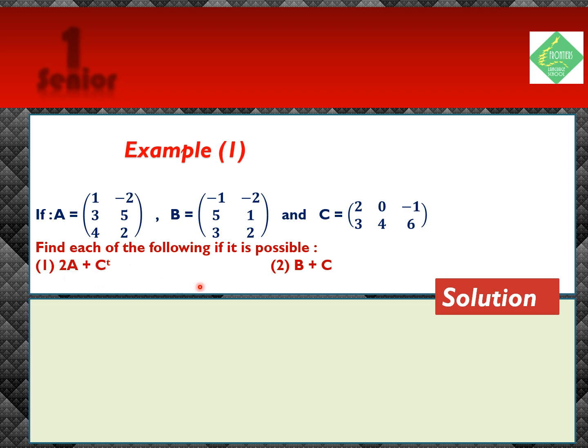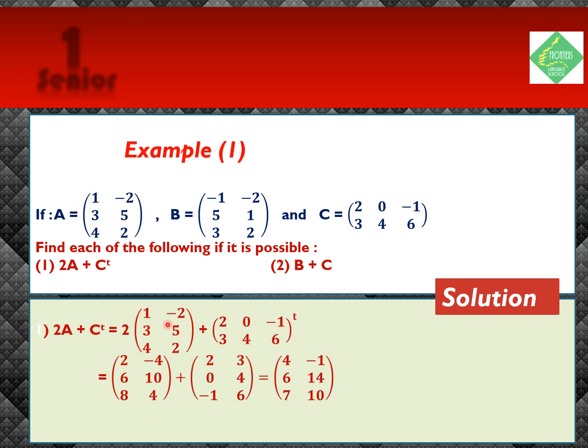To get C transpose, you have to transpose all elements in C. Change this row to a column and this row to a column, so it will be 2, 0, negative 1 and 3, 4, 6 in two columns. Now it becomes the same order as A. And here you have 2A, so you multiply 2 by each element in A. It will be 2, negative 4, 6, 10, 8, 4, plus C transpose.